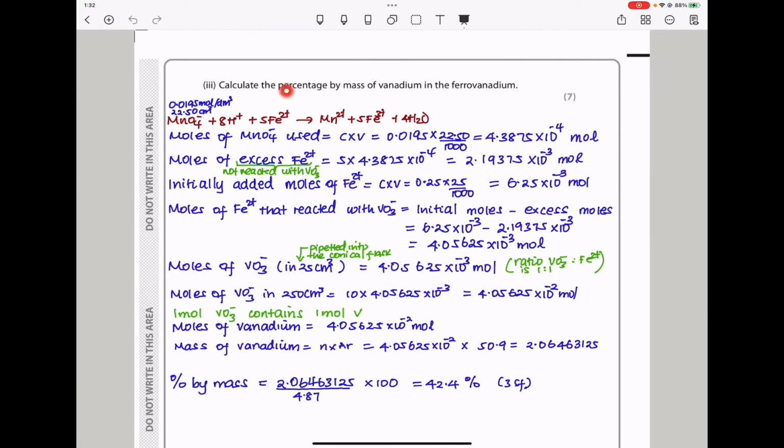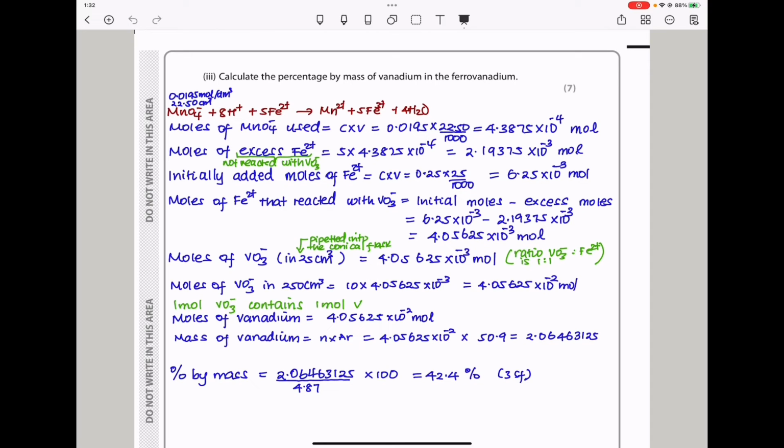So here they say calculate the percentage by mass of vanadium in ferrovanadium. So here I first wrote the equation and wrote the components that were given to us. So the information for manganate is provided. So moles of manganate used are going to be concentration times volume, giving us that concentration, and that volume here converted to decimeters, giving us those moles. This is excess iron from the previous equation. So moles of excess iron are going to be, the mole ratio is 1 to 5, so they're going to be 5 times the moles of manganate, giving us that.